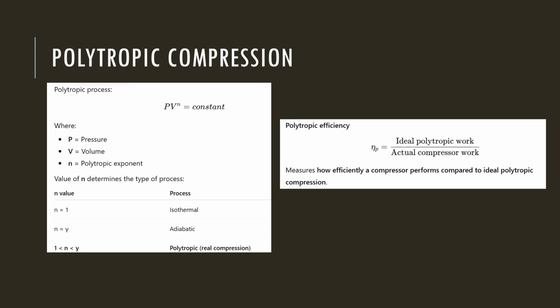Now, engineers also talk about polytropic efficiency. Polytropic efficiency simply measures how efficiently a real compressor performs compared to an ideal polytropic compression process. In reality, compressors require more work because of friction, heat loss, and mechanical inefficiencies. So, polytropic efficiency tells us how close the real compressor is to the ideal behavior.